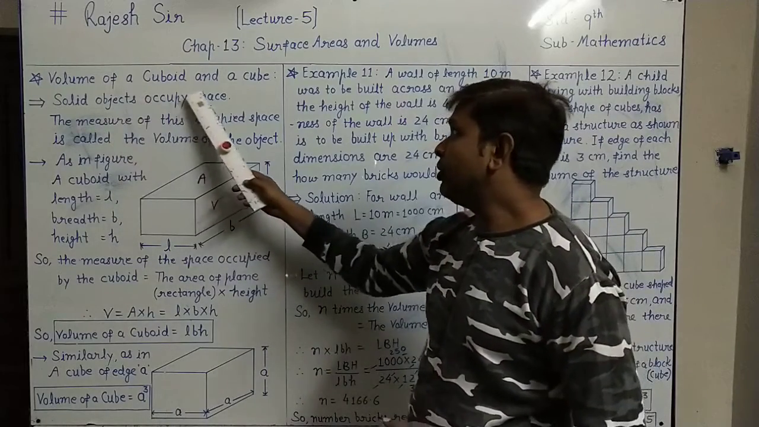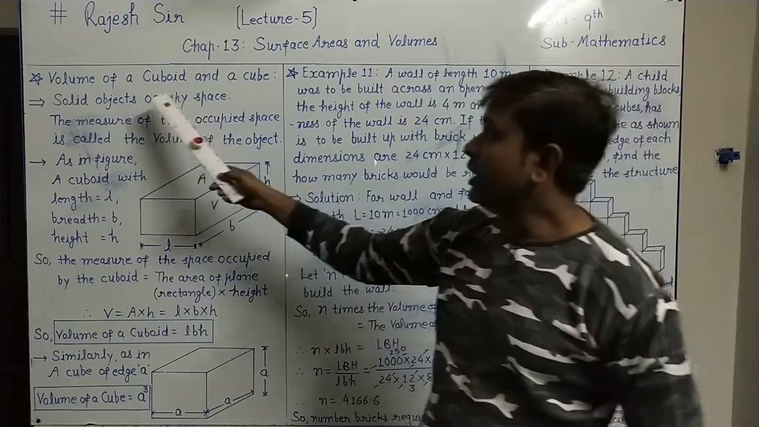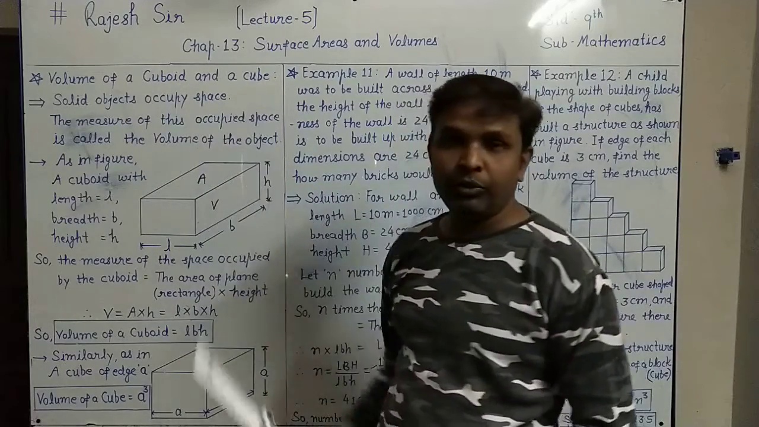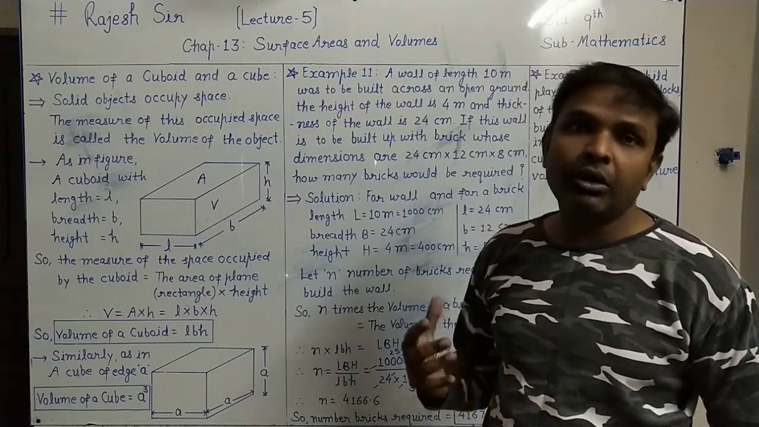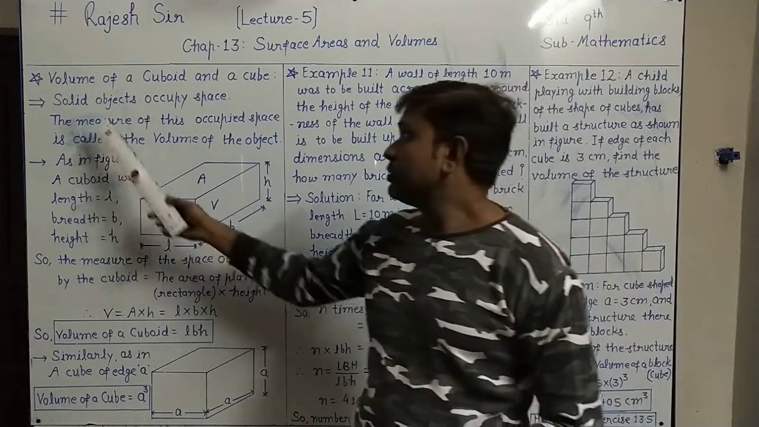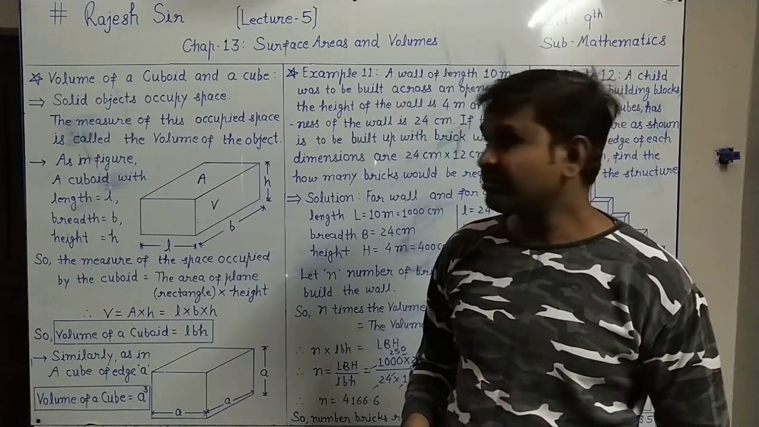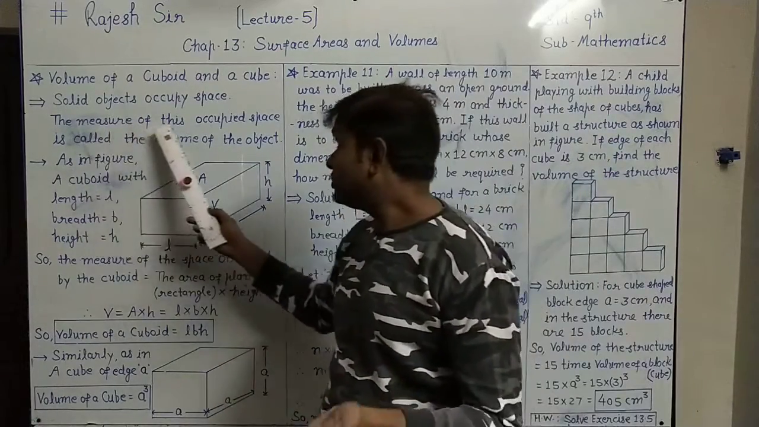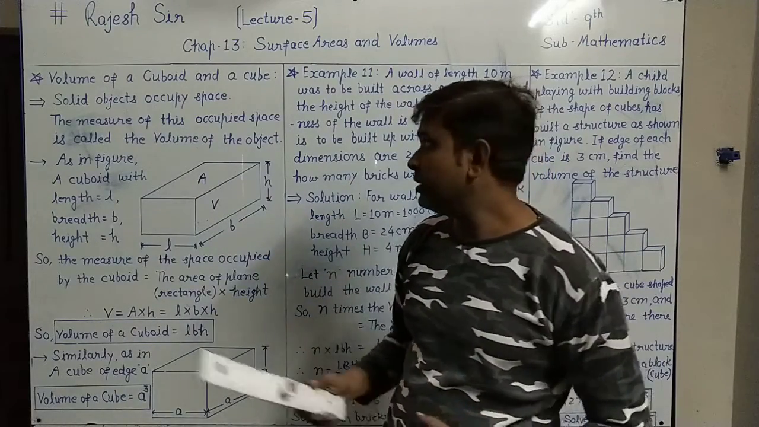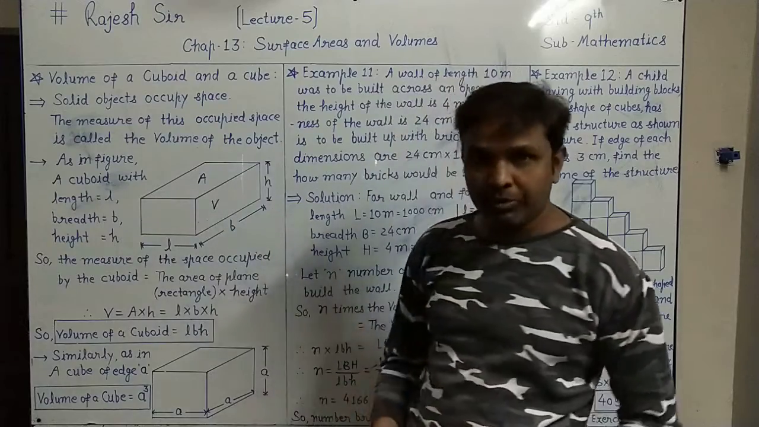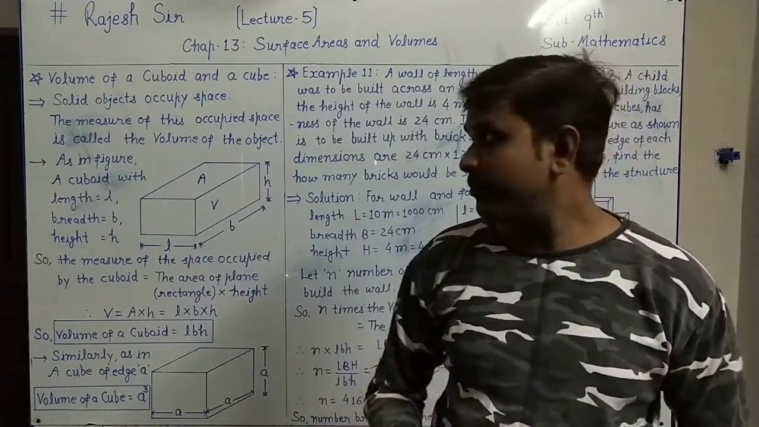So first, the volume of a cuboid and a cube. First we will recall our knowledge about the volume. What is called volume? You know that solid objects always occupy space, and the measure of this occupied space, how much space is occupied, is called the volume of the object. Means volume is actually the occupied space.